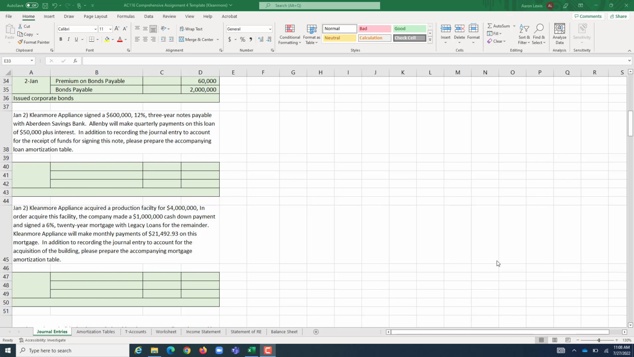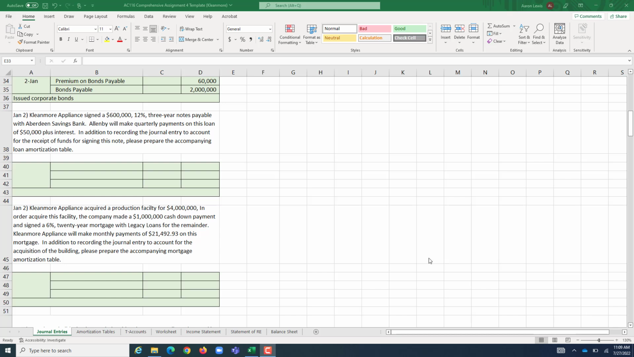In our next journal entry, Cleanmore Appliance is going to sign a $600,000, 12%, 3-year notes payable with Aberdeen Savings Bank. Under the terms of this repayment, they are going to make quarterly payments of $50,000, which will go towards the principal balance of the loan, plus additional interest charge.